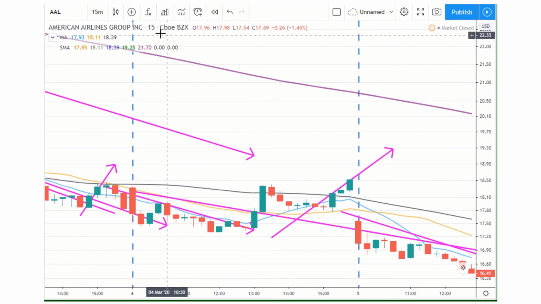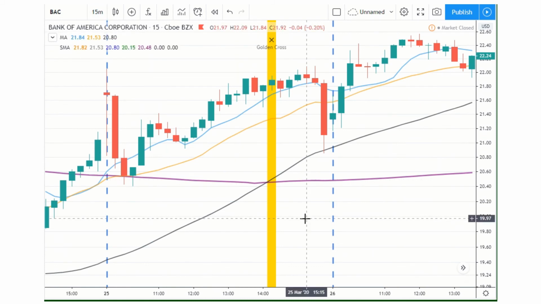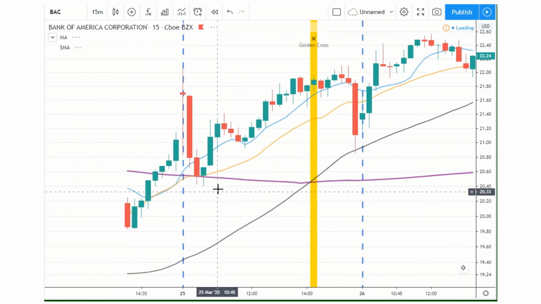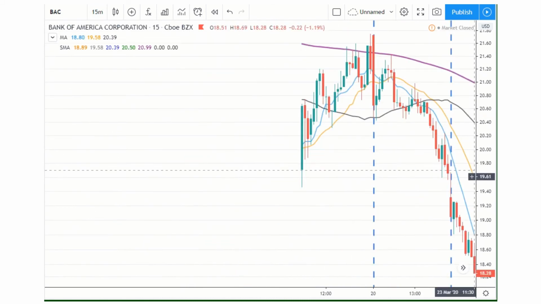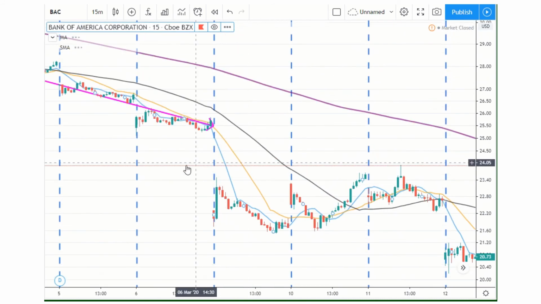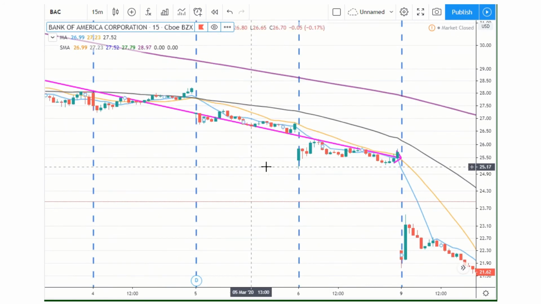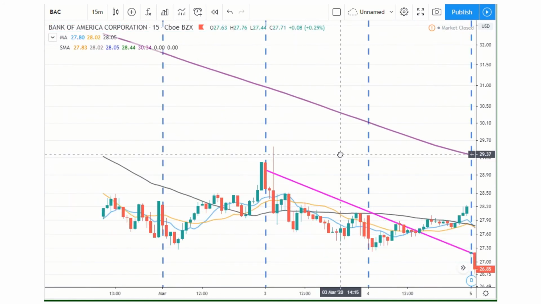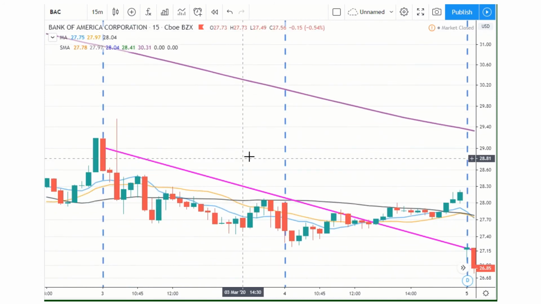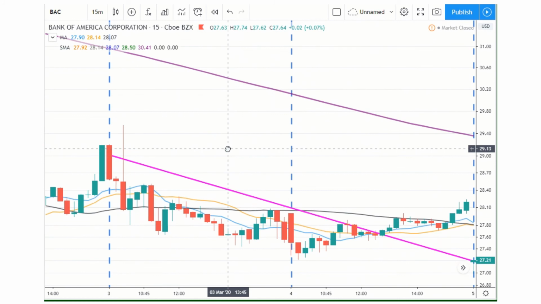Okay, let's look at Bank of America in a 15-minute time frame. Let's look for March the 2nd and the 3rd. Let's look for the week of March the 2nd. Again, let me whiten up the screen. Okay. Same thing. A lot more detail.